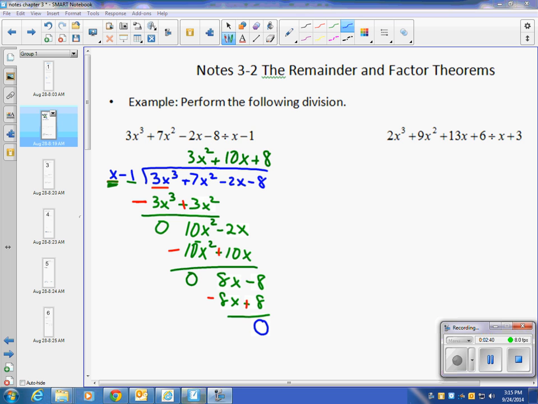What that tells me is that what I just divided by was indeed a factor. So really, I know that this polynomial has an x-intercept at positive 1. And that's what we're going to ultimately use this for within chapter 3. Let's go ahead and move over and do the next problem.